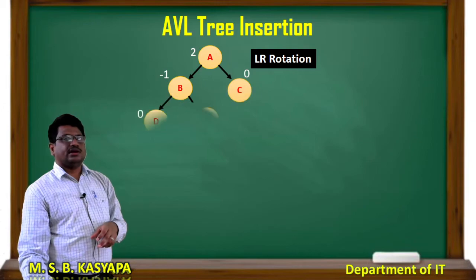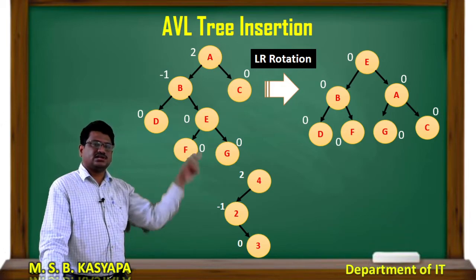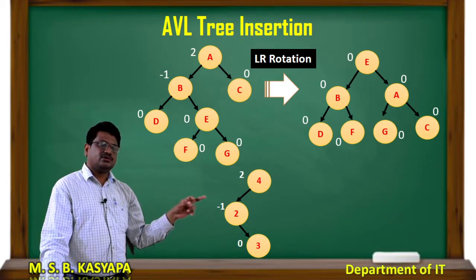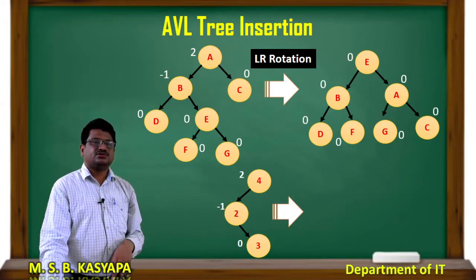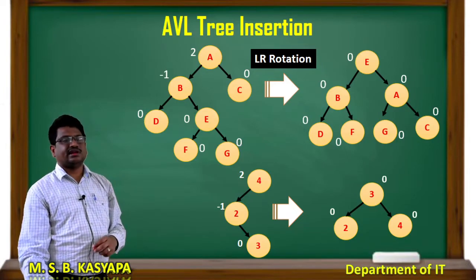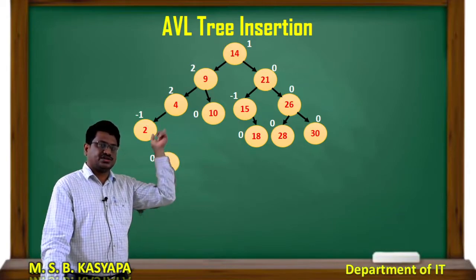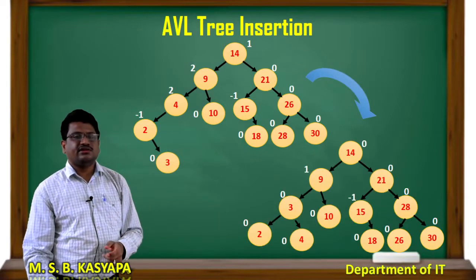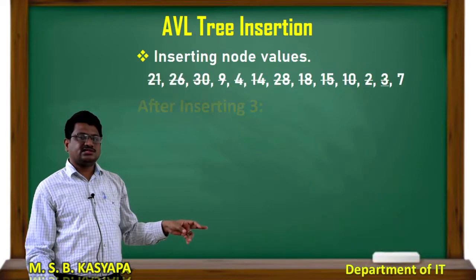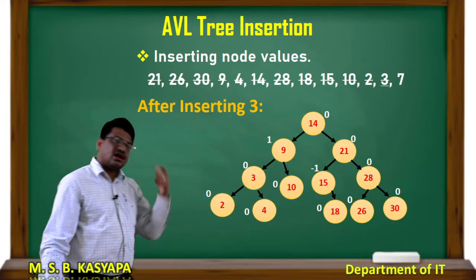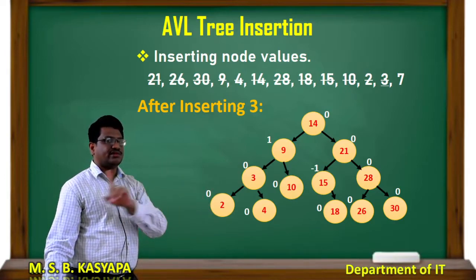Now according to LR rotation, first the left's right will become the root node, and the root node will become the right child, and the left subtree will become the left subtree. So 3 is the root node, 2 is the left child, 4 is the right child. Now if I substitute this rotation into the main tree, the tree will look like this. So after inserting 3 and rotating, the tree should be like this. Now if you see, all the values are 0, 1, minus 1, so it is an AVL tree.